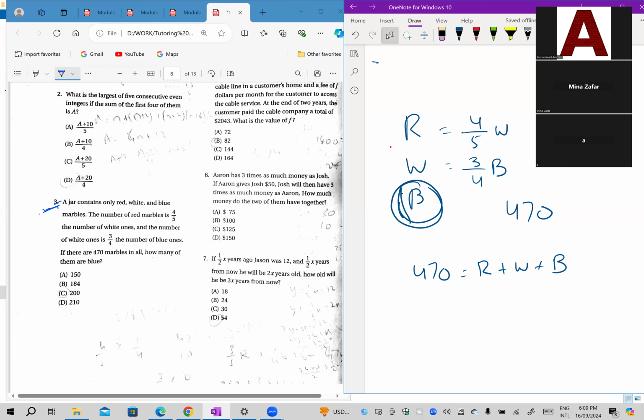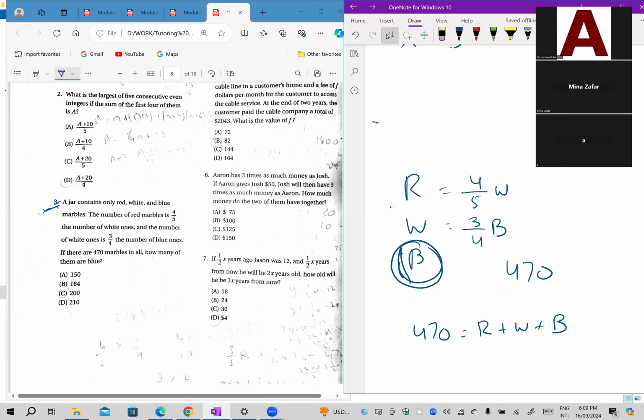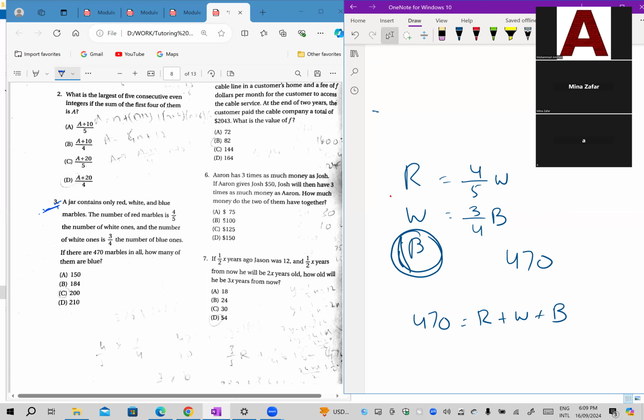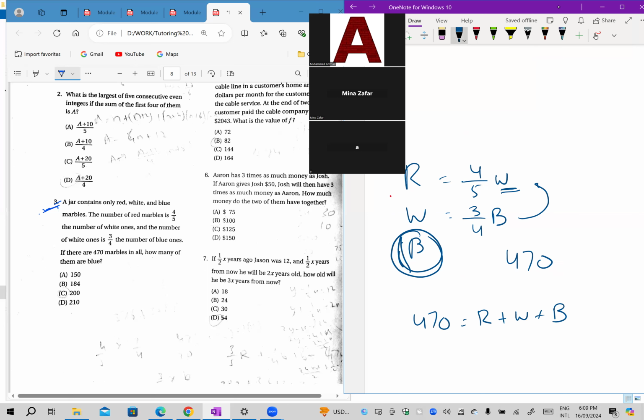If red marbles is 4/5 times white, can we eliminate white and use this expression over here somehow? We can write it as 4/5 times 3/4 of blue. The 4s will cancel out and you will get 3/5. So basically, red marbles are 3/5 of blue marbles, and white marbles are 3/4 of blue marbles, right?